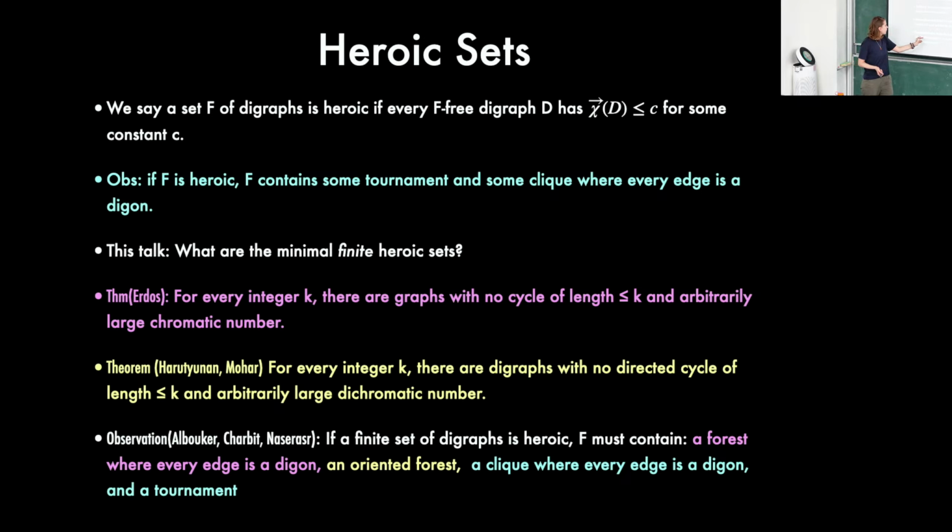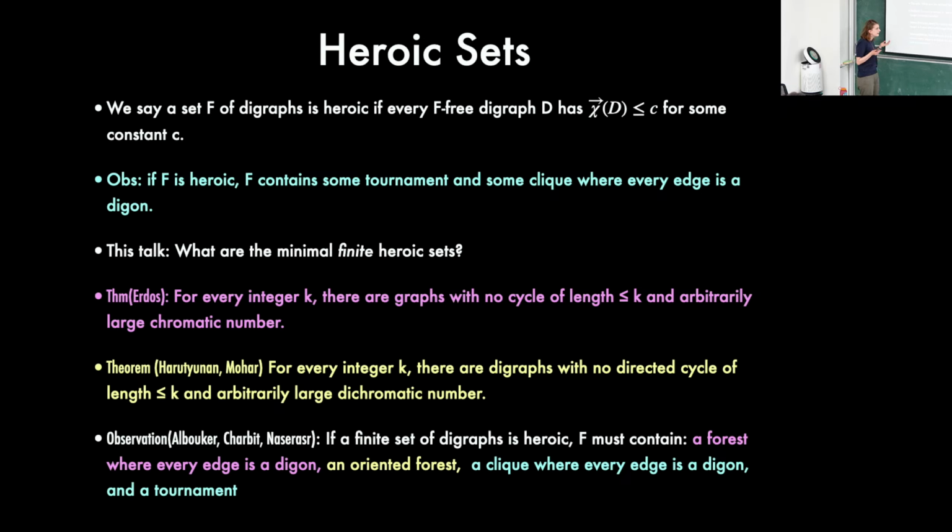Yeah, sorry, this should say forest where every edge is a digon, because otherwise you can just take any one of these graphs and replace every edge with a digon and you get in trouble. And it has to contain an oriented forest because of this result.